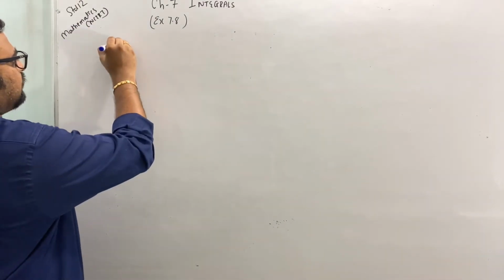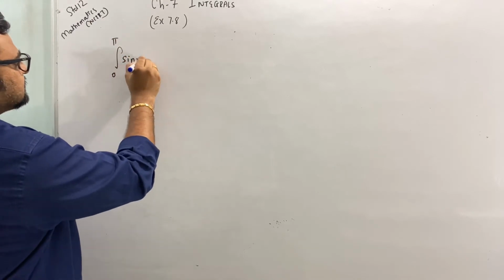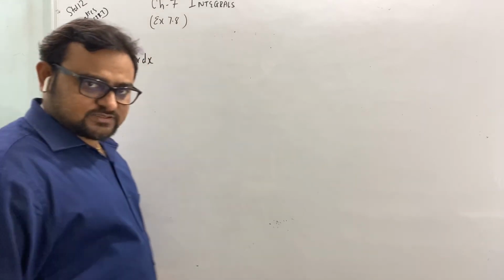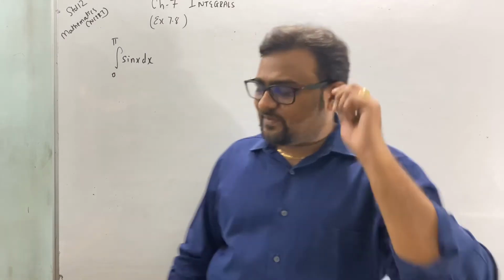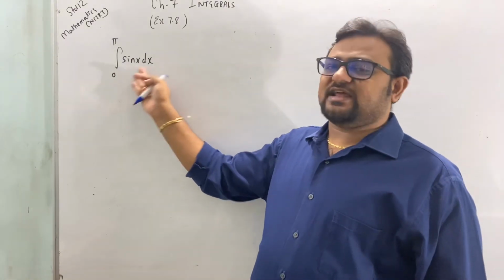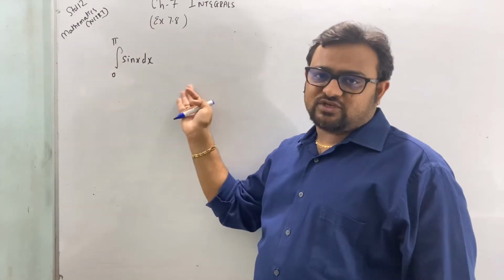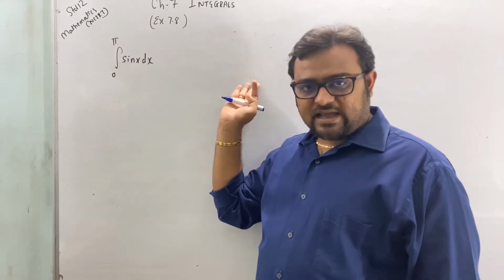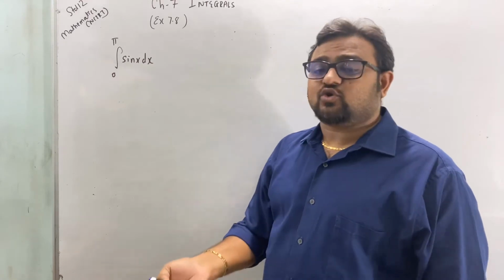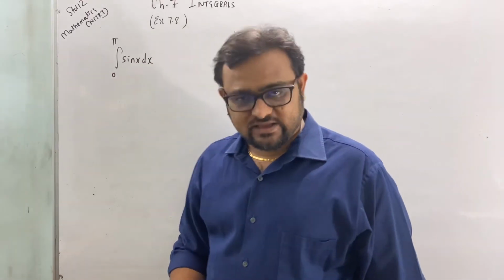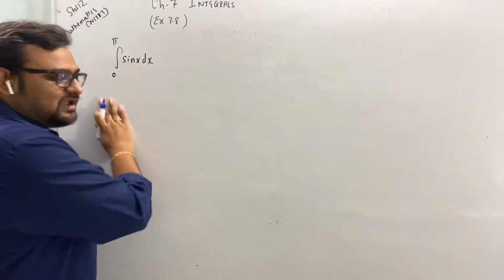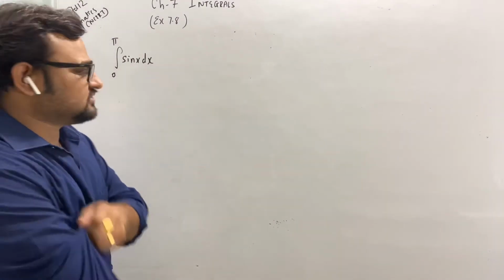It's integral 0 to pi sin x dx. Okay, if you want to solve it simple, it's very simple. Integration of sin x is minus cos x. Put the value of 0 and pi. Minus cos 0 minus pi. Okay, minus cos pi. Clear? So that will be easy sum. But we have to solve it as a limit of sum.